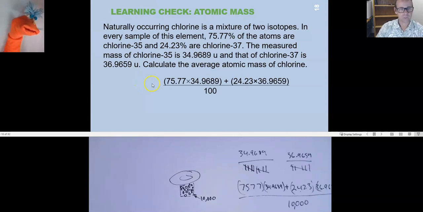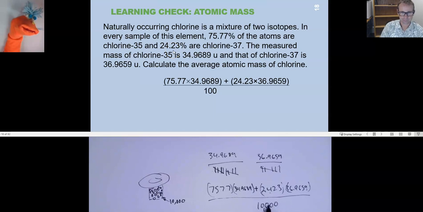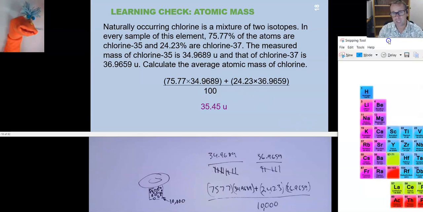Now notice, I could have done it like this, 75.77 and 24.23, which are the percentages. Percentage means for every 100, per century. So this is per 10,000 down here. But this problem here is just out of the 100 percentage. So if I take the percentages times their masses, then divide by 100, I can also get the average mass. All right. Now, this average mass is actually what's appearing when we look at the periodic table.